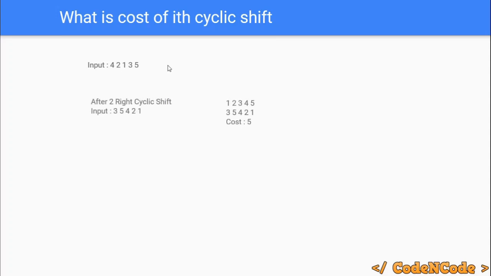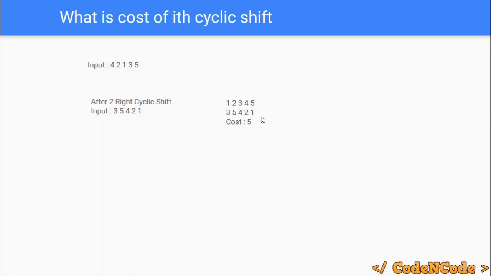So if I perform a cyclic right shift 2 times, this would be the updated or shifted array. So it would be 3, 5, 4, 2, 1. Now the cost of it is, we'll compare place by place. At the first position it has to be 1, at the second position the element has to be 2, similarly for 3, 4 and 5. So the value at the ith position should be equal to i. But here you see at position 1 there is 3, at position 2 there is 5. So the first position doesn't match, the second position doesn't match, the third, fourth and fifth positions don't match.